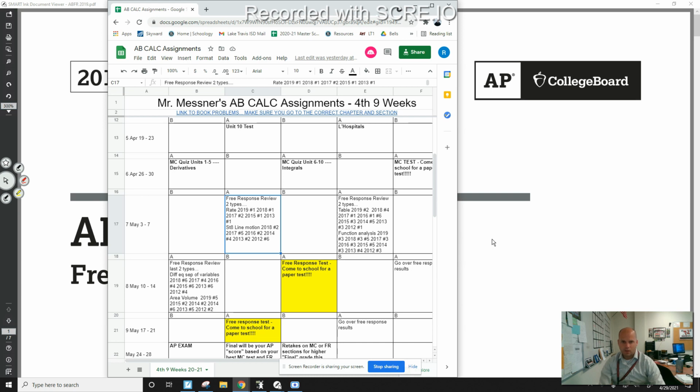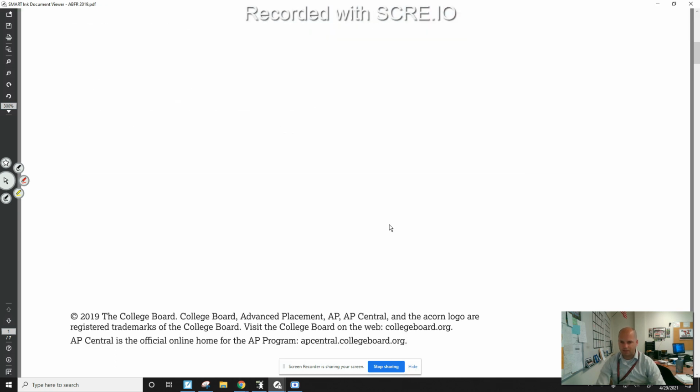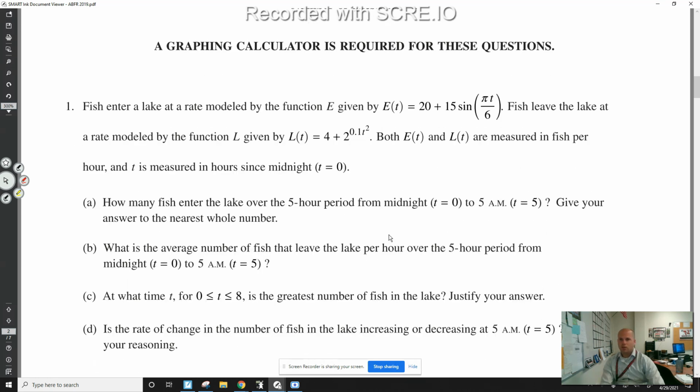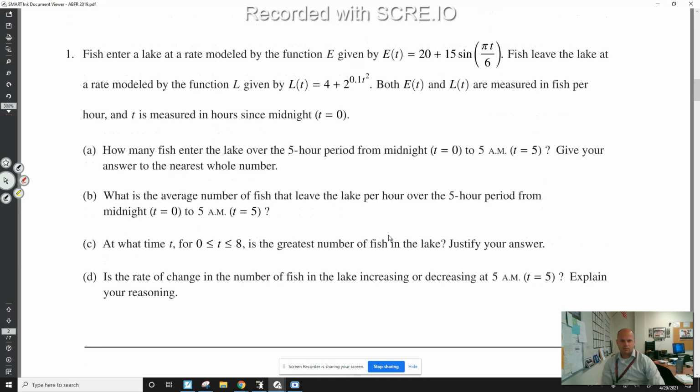2019, number one. Now, first things first with free response. Number one and number two, they're going to be the calculator questions. This is number one, the rate question. Fish enter a lake at a rate modeled by E. This is a rate. This is a derivative. This is a velocity in. Fish leave the lake at a rate modeled by L. This is a velocity out. It's a derivative. E and L are measured in fish per hour.